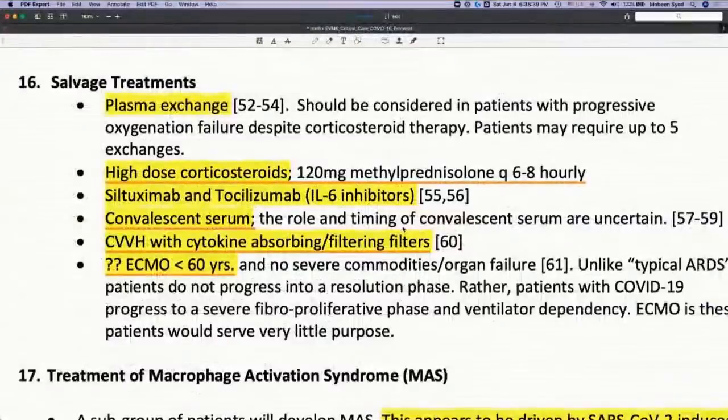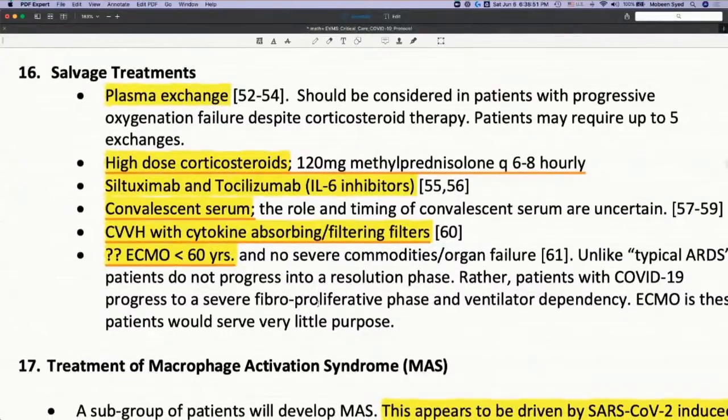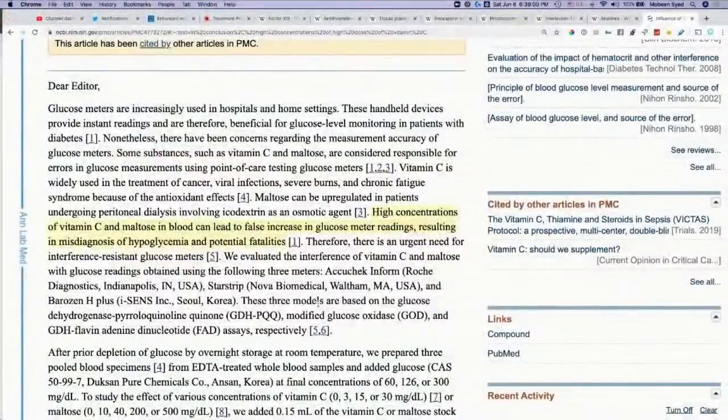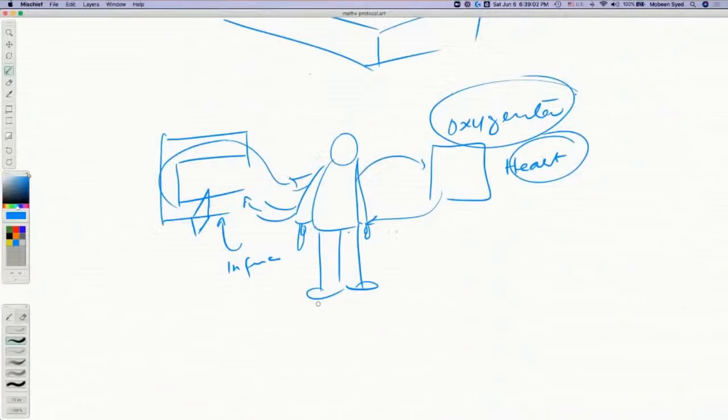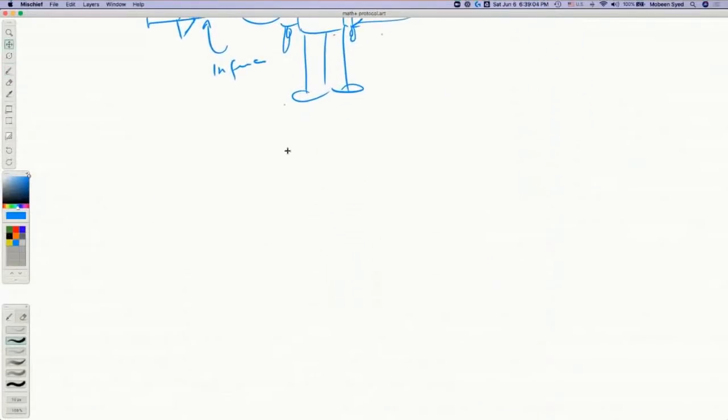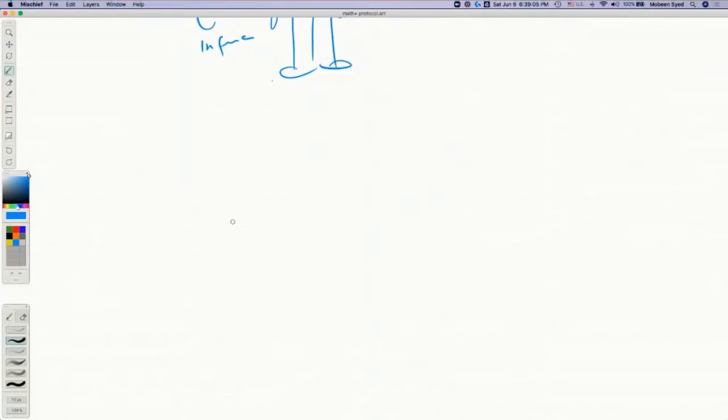So if you see here, they're saying ECMO for patients less than 6 years, no severe comorbidities, organ failures. Unlike typical ARDS, patients do not progress into a resolution phase. Rather, patients with COVID-19 progress to a severe fibro. This is a very important part, and this is what worries me. I've been looking after some patients who are admitted, so not as a doctor, but as their relative.